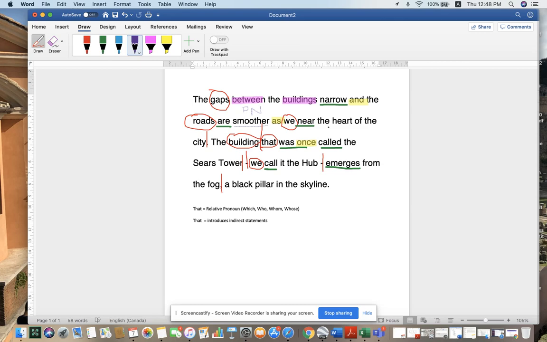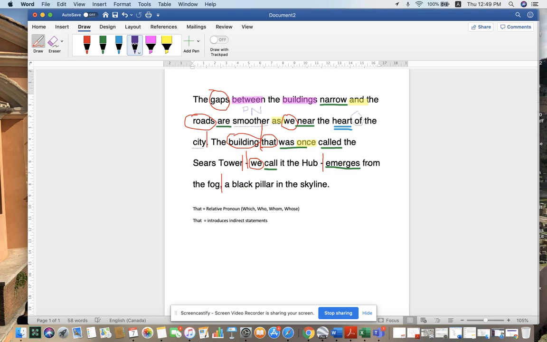All right, so we near, what do we near? The heart. There's my direct object right here. Remember that of always introduces the possessive. That's correct. There's of, and the city is a possessive. So who owns the heart? The city owns the heart. Next, the building, here's my subject, emerges.